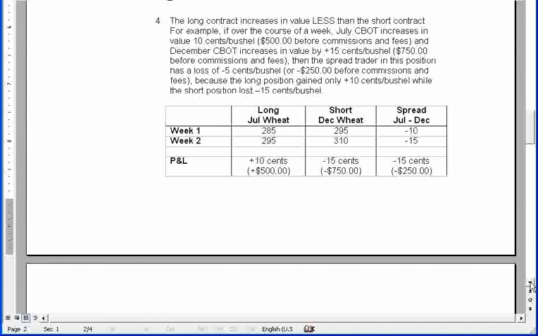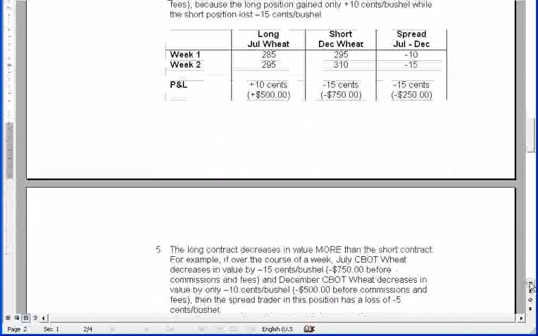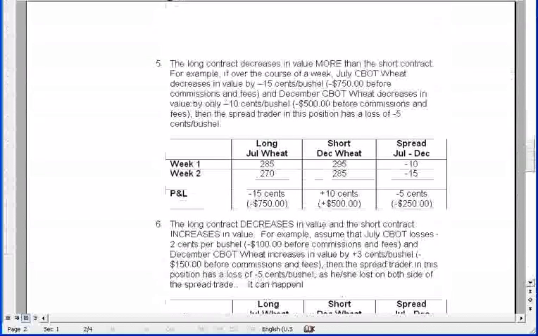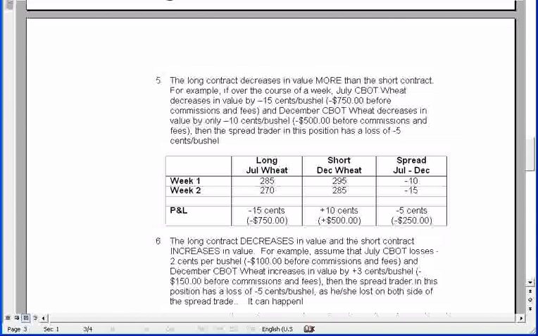It's possible for prices to go up and the one we're long increases in value less than the one we're short, such as in this example up here. Then we can go down to the next one, if we see prices decrease, and the one we are long decreases in value more than the one we are short.